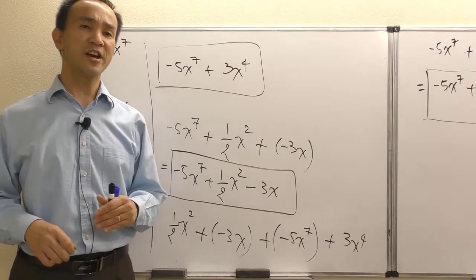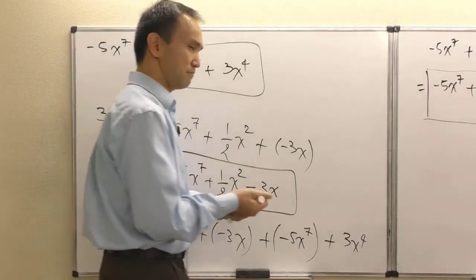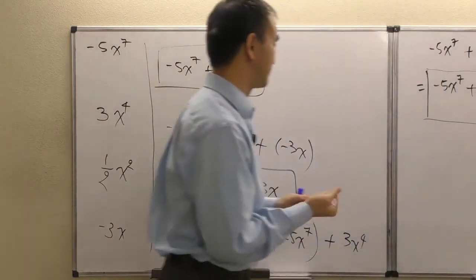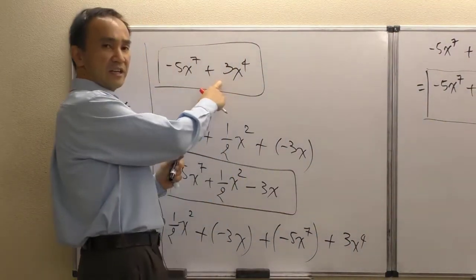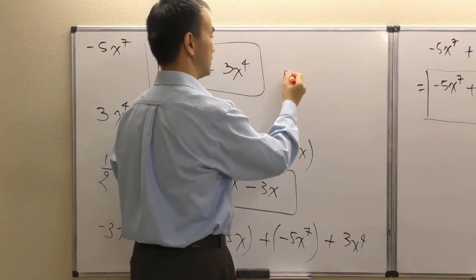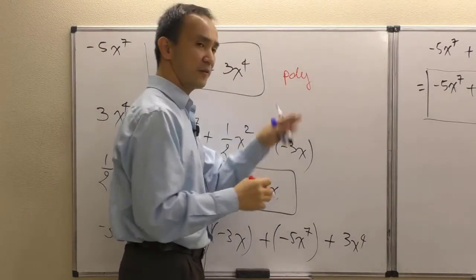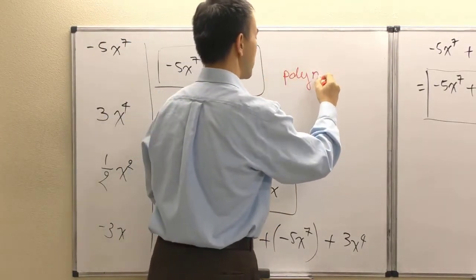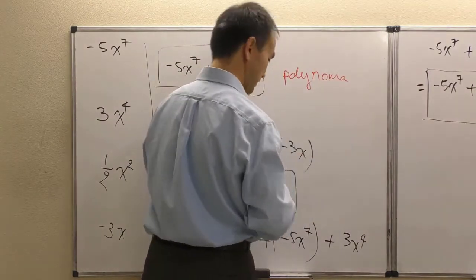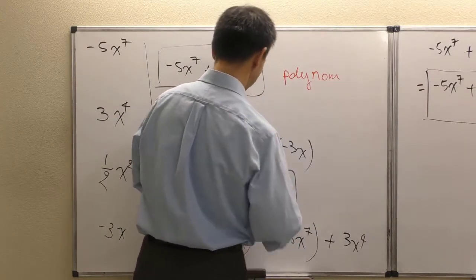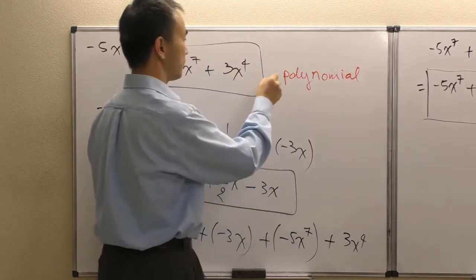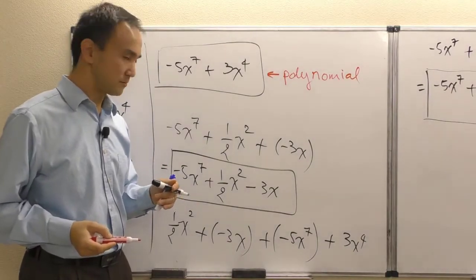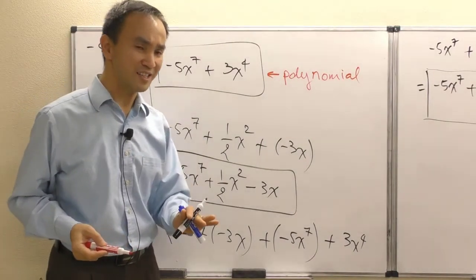Ladies and gentlemen, multiple has a prefix. This one here is a perfect example of what I call poly. Poly is a prefix for many or multiple. So this is a polynomial. This is a polynomial right here. Now you're starting to click what a polynomial exactly is.